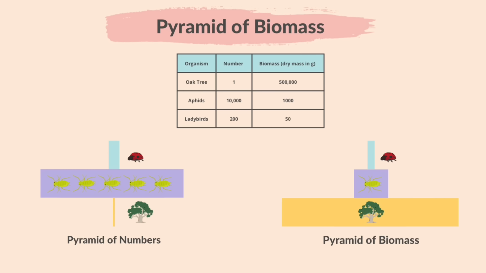But if we look at the pyramid of biomass, in reality it is apparent that the oak tree has more than enough energy to support the food chain. So it's clearly more advantageous to use a pyramid of biomass rather than a pyramid of numbers to represent a food chain.